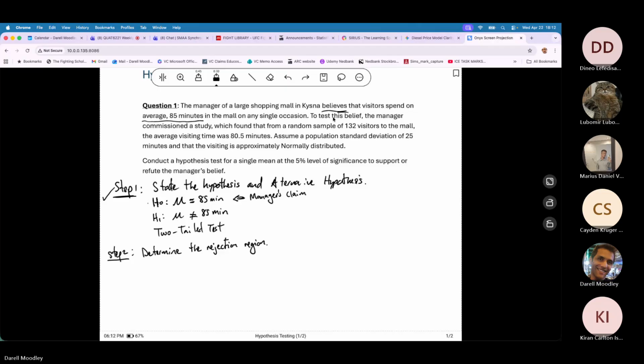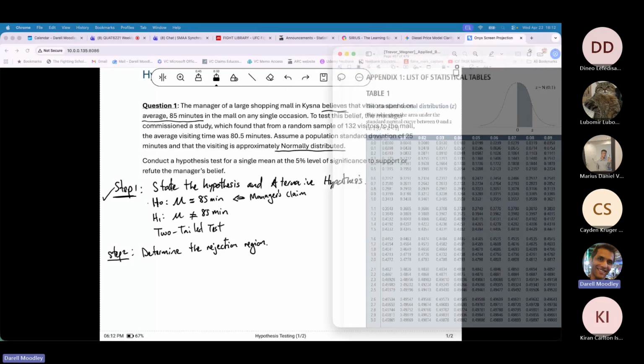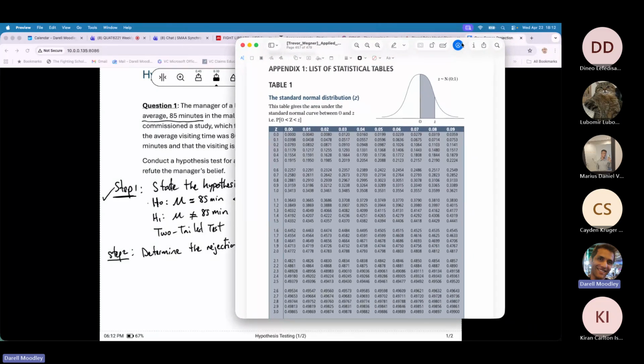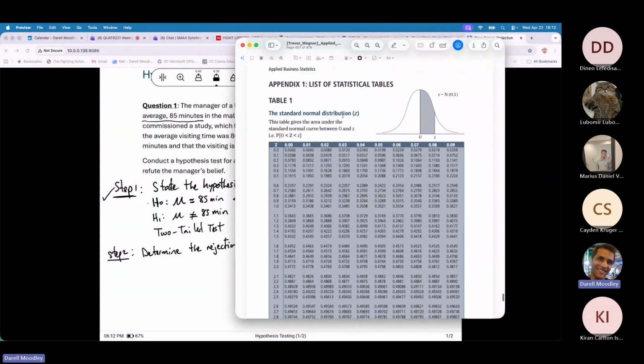All right. Now, one of the key things in the question is that they tell us that the visiting time is normally distributed. And because it's normally distributed, we would be using the table at the back of our textbook, which we've done last week and the week before. I'll just show it to you here. It's this table here. If you look at this table, it says standard normal distribution. So we're going to be using this table to find the probability.